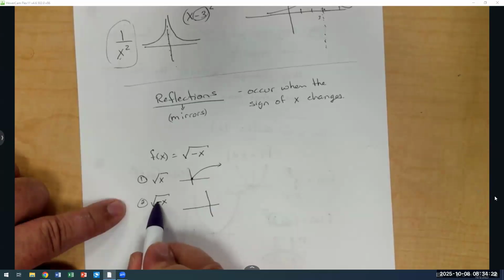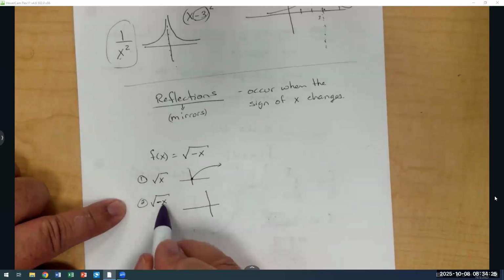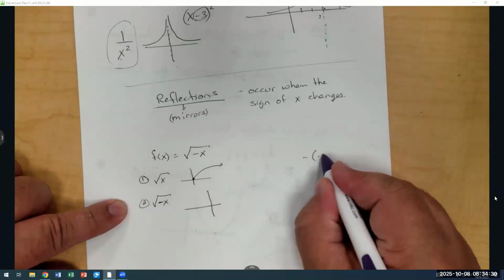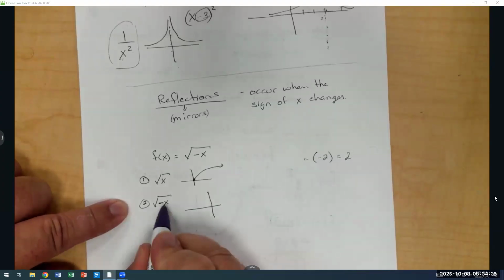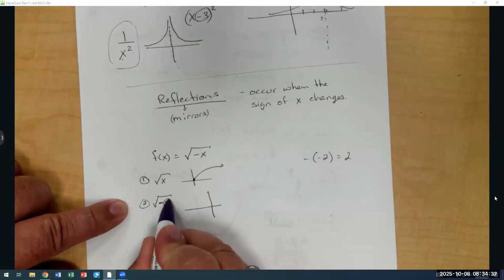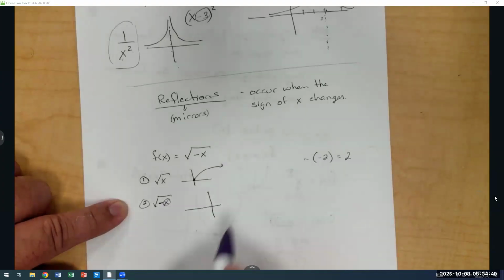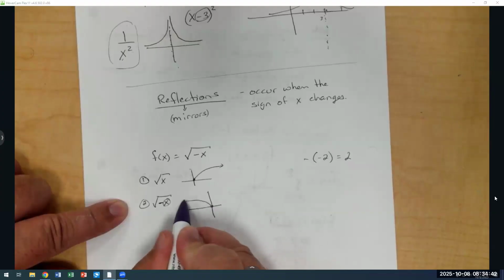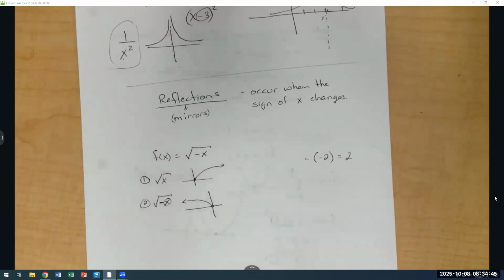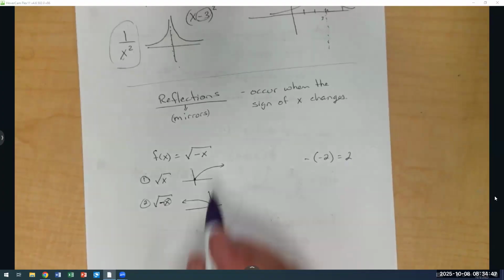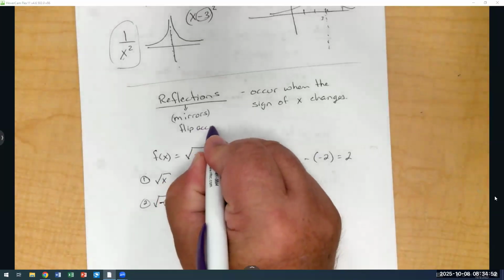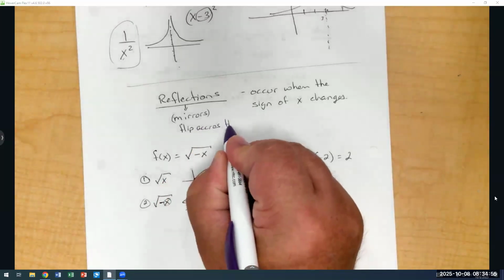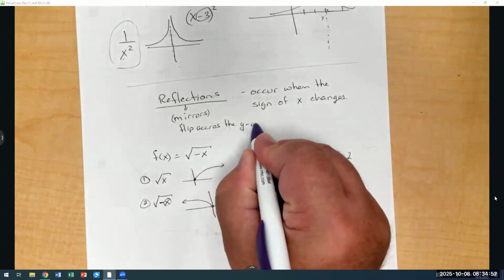How do we get rid of this negative? Well, in order to get rid of this negative, X has to be negative. A negative times a negative is a what? It's positive. So with this, all of my X's have to be negative. So they flip. So this is a flip across the y-axis.